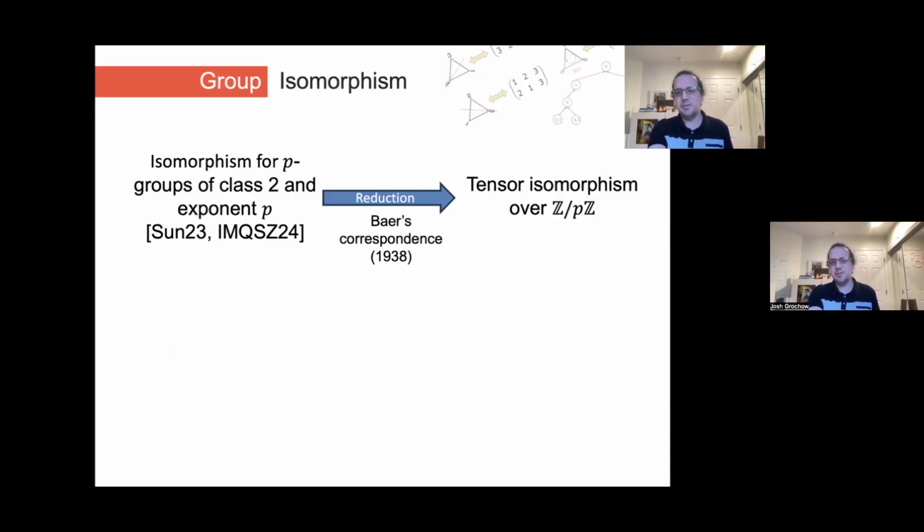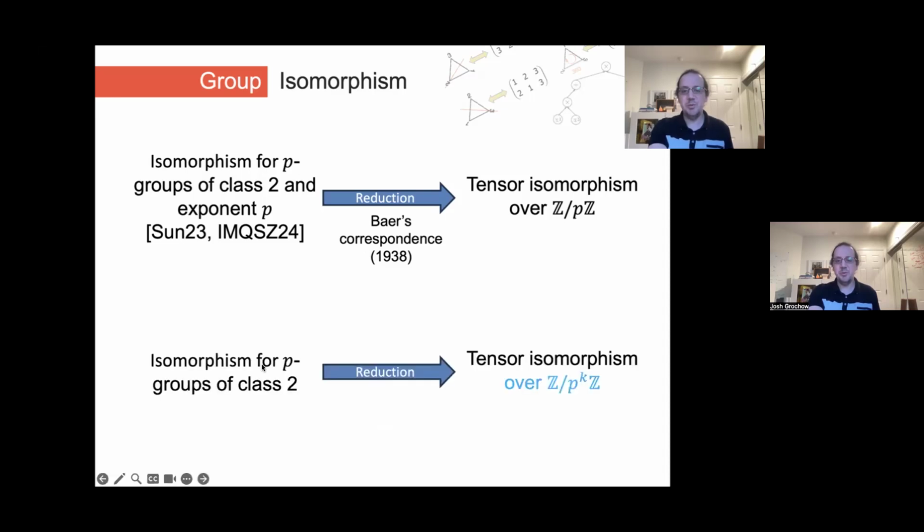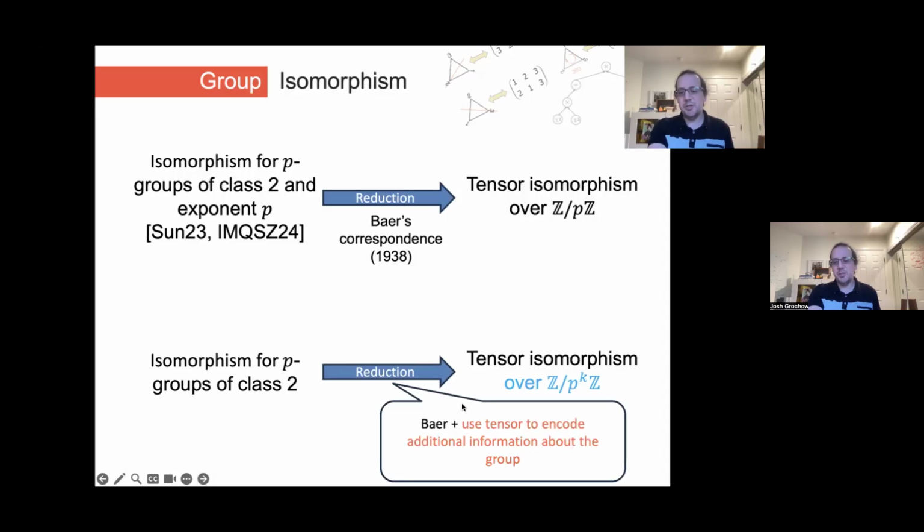Okay, and so where do we get tensor isomorphism over rings? Well, Sun's algorithm, it turns out, for p-groups of class 2 and exponent p, goes through Baer's correspondence, which gives you a reduction to tensor isomorphism over the integers mod p. Okay, and then essentially all the core work of the algorithm is over here in the world of tensors. But these are tensors over fields. When we drop the condition of exponent p, this same reduction with a little more work, we have to use the tensors to encode a little bit of additional structure about the group. Now, if we drop that assumption of exponent p on the group, we now have to deal with tensors over the integers mod p^k, instead of the integers mod p. So this is no longer a field. This is now a more general ring. All right.